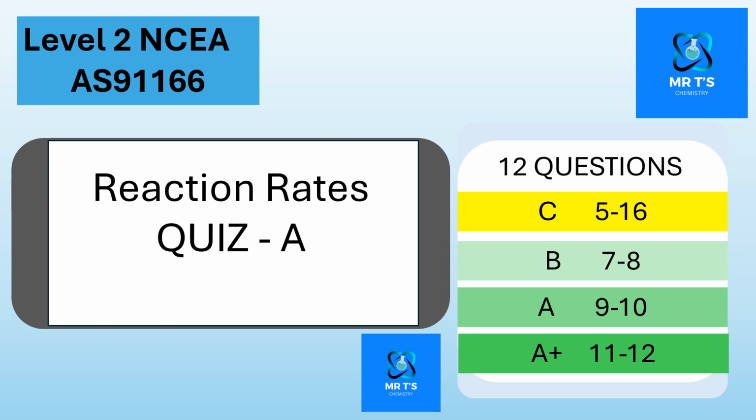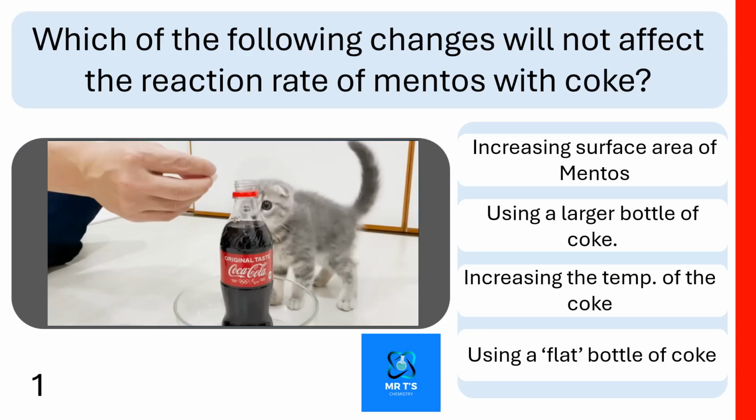There's just 12 questions in this quiz and you're looking to get 11 or 12 to be an A+. This can be really useful if you're studying level 2 NCEA Achievement Standard 91166 or just to see how your general chemistry knowledge is. Okay, let's get on with it.